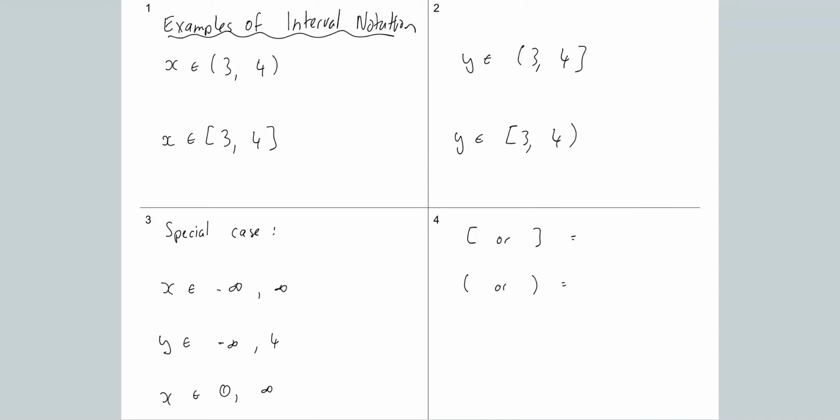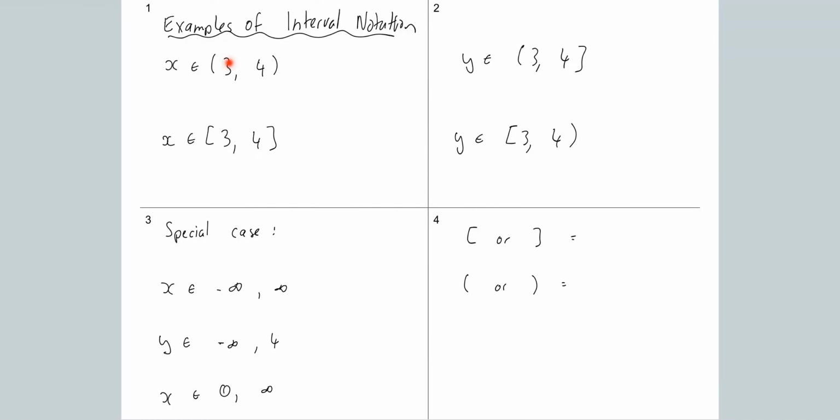So let's have a look at the top slide there. x belongs to bracket 3, 4. Now, don't confuse this with a pair of coordinates. This is not the coordinate (3, 4). What this means is that x can be anything from 3 to 4.